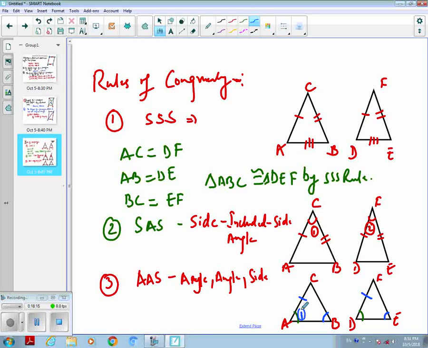This is angle 1 is equal to angle 2, angle 3 is equal to angle 4. Then the two triangles are congruent by AAS rule of congruency. Now the fourth rule, it is applicable only to right angled triangle.